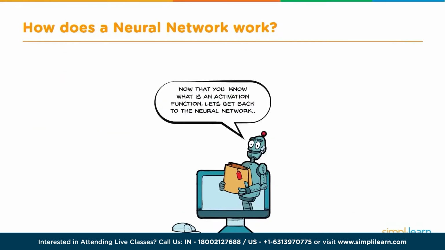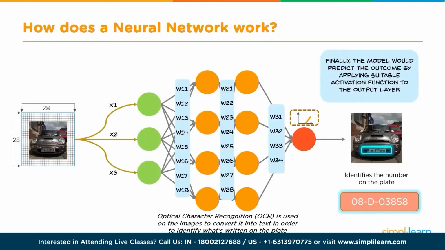Now that you know what an activation function is, let's get back to the neural network. So finally, the model would predict the outcome of applying a suitable activation function to the output layer. So we go in here, we look at this, and we have the optical character recognition, OCR, used on the images to convert it into text in order to identify what's written on the plate.